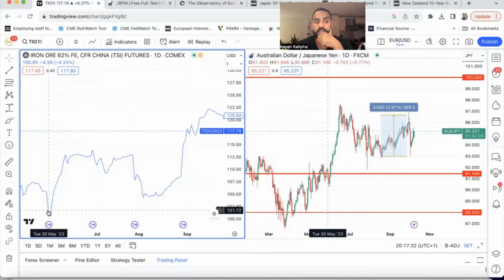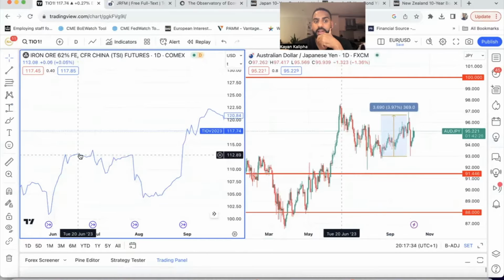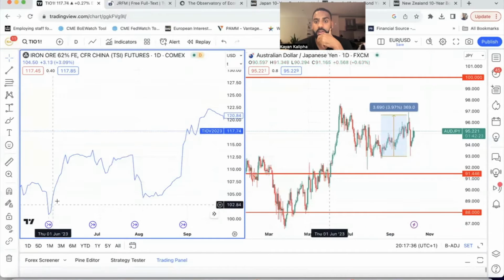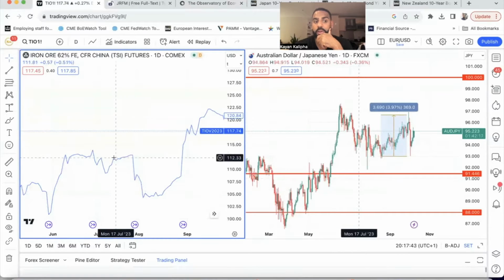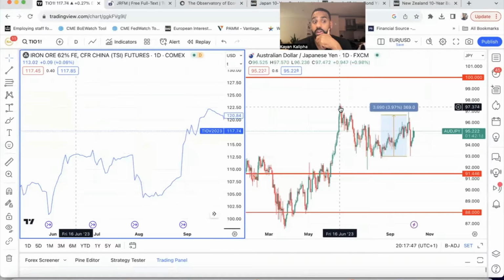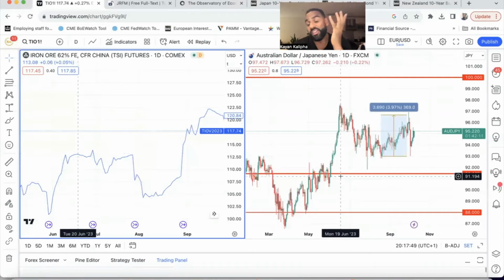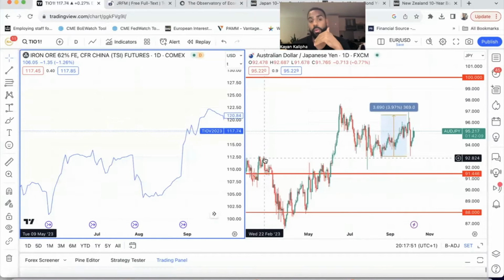Again, look here. We saw the big leg up in the iron ore price here. And look, the Aussie dollar shot up at the same time against the Japanese yen. So you can see this here. And then when the iron ore price didn't go up, it just kind of flatlined, and the Aussie dollar couldn't go up any higher. So there's a really good example, guys, of the Aussie dollar getting stronger and weaker based on what the iron ore price is doing.